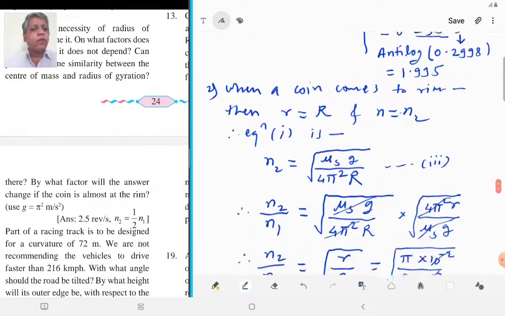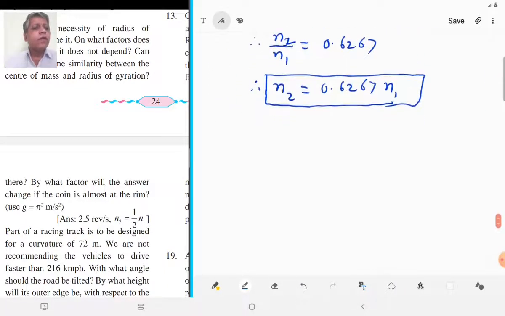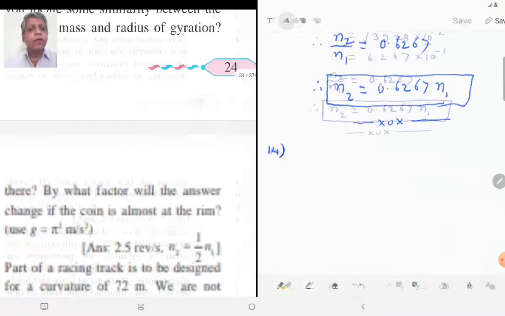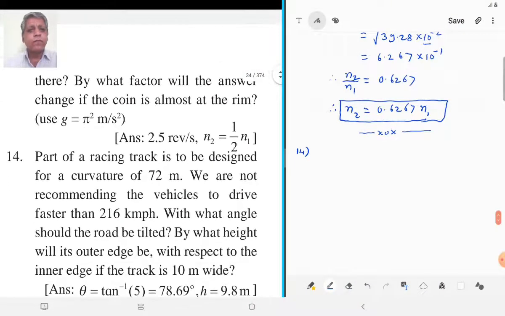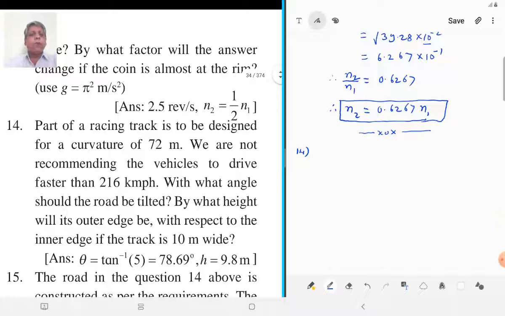In a similar way, we solve the next example. Example number 14. Here we read problem number 14. Part of a racing track is to be designed for a curvature of 72 meter. We are not recommending vehicles to drive faster than 216 km per hour.